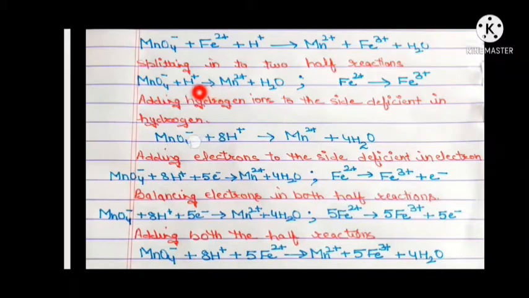This is MnO4- plus H+ gives you Mn2+ plus H2O. This is your reduction half reaction. Fe2+ is changed to Fe3+. It is our oxidation half reaction. Now recall the next step. Now we have to balance all the atoms other than hydrogen and oxygen.